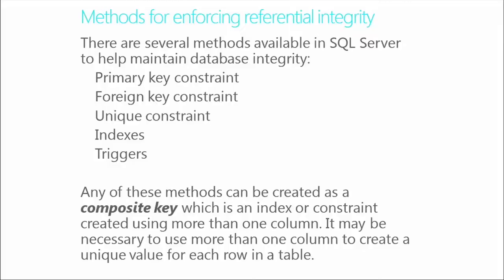All right. So methods for enforcing referential integrity: we just introduced primary key, foreign key, unique constraint, indexes, which we haven't talked about yet, and triggers. Here's the idea of a composite key.